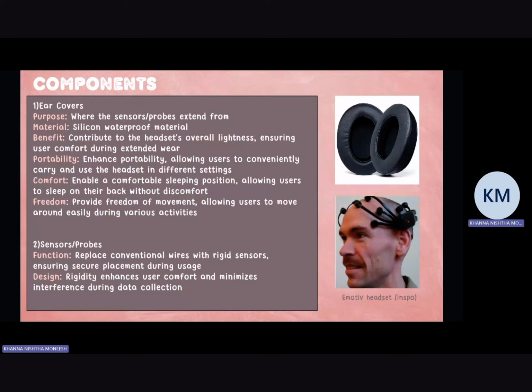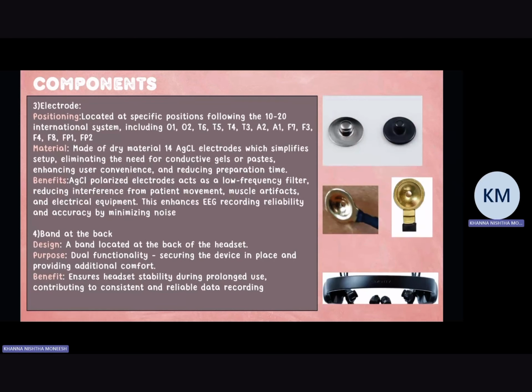The sensors/probes are components which replace the traditional wires in the headset. They're designed to be rigid, ensuring that they stay securely in place during testing. This rigidity also helps minimize interference during the collection of data. The next component are electrodes.